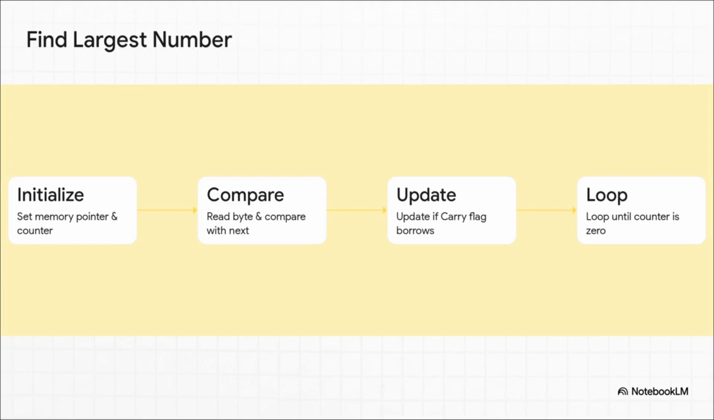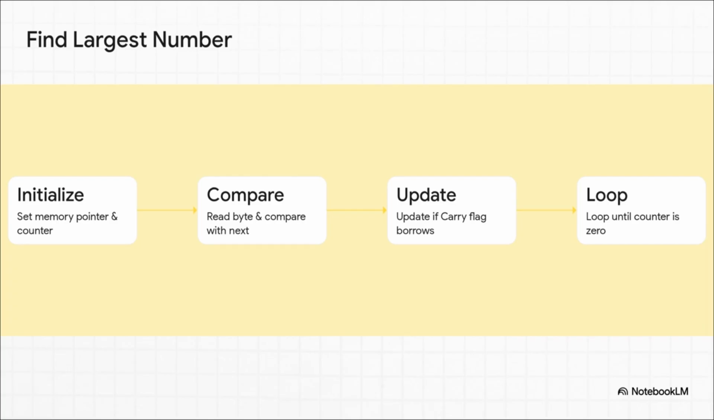Using these instruction families, you can start constructing real algorithms, like say, finding the largest number in a block of data. It's like a giant puzzle. You simply initialize your HL pointer and set a counter in register C. You read a byte, then you use the CMP, compare, instruction on the very next byte. And here's a neat trick. The compare instruction brilliantly does a subtraction without actually storing the result. It only updates the flags. If the carry flag flips, you know a borrow occurred, which means your current number isn't the largest.